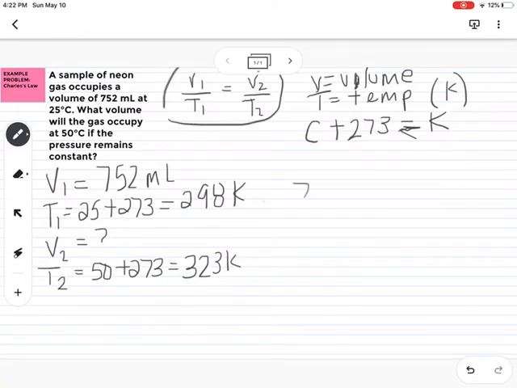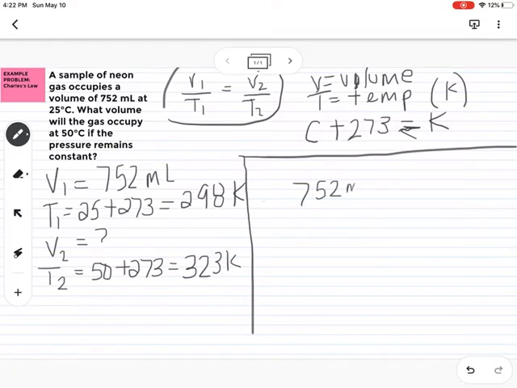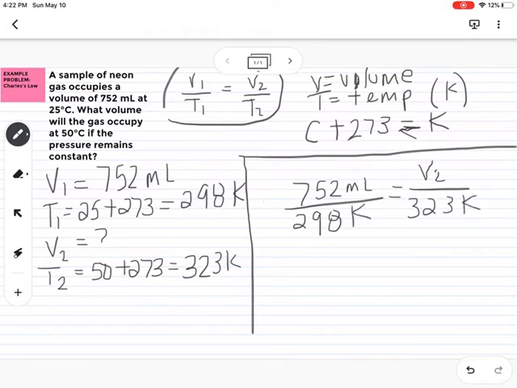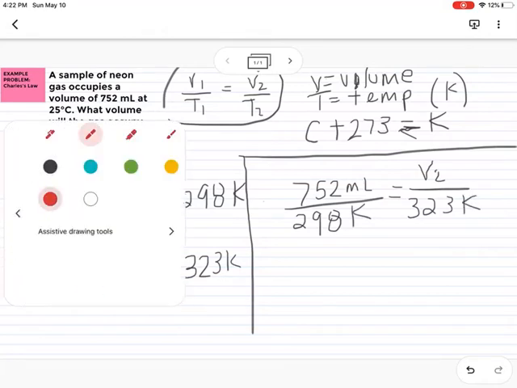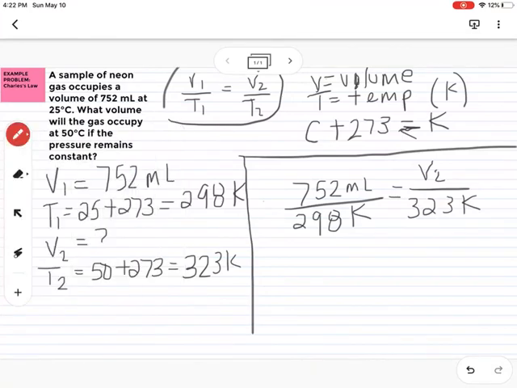So V1, draw a line. So 752 milliliters over 298, and that's going to equal V2, because we're solving for that, over 323 Kelvin. And now I'll do the butterfly method, where I multiply these two numbers and then I divide by 298 to get V2.